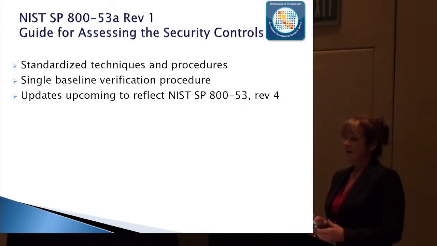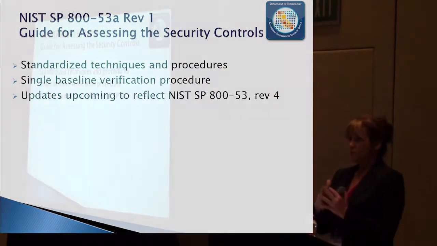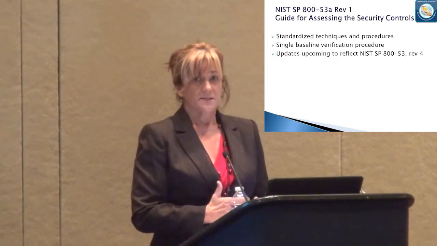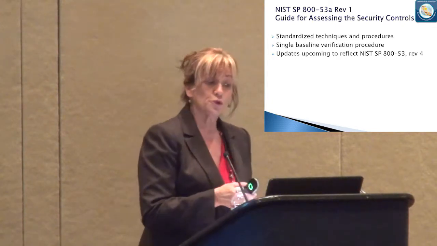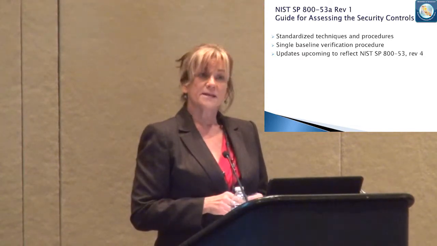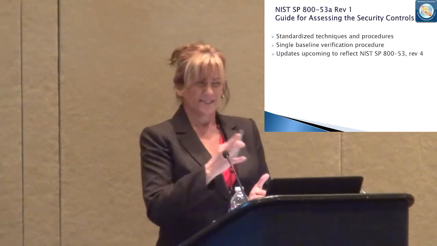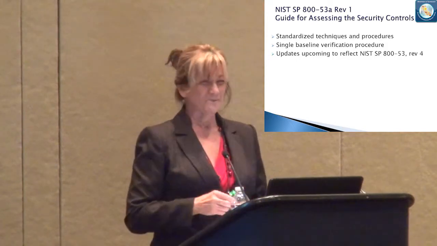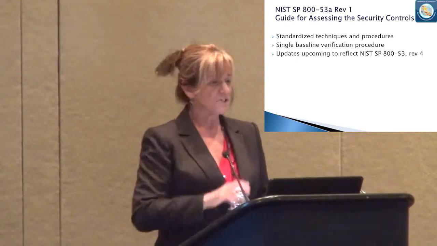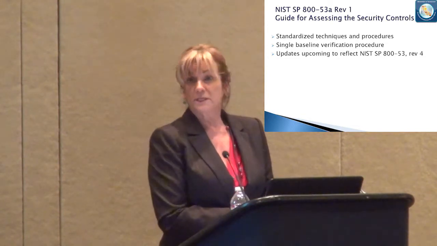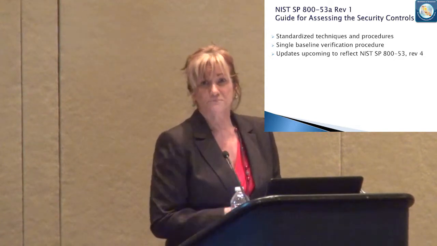800-53A, Revision 1, is a guide for assessing the security controls. These two documents go hand in hand. Now, Revision 1 was associated with Revision 3 of 800-53. So I'm guessing that Revision 2 will be coming out to map to 800-53 Revision 4. Did that make sense? Okay, good. I'm not sure I even understood myself, but as long as you did, that's the important thing. So we'll be watching for that, and we'll announce it when it appears.